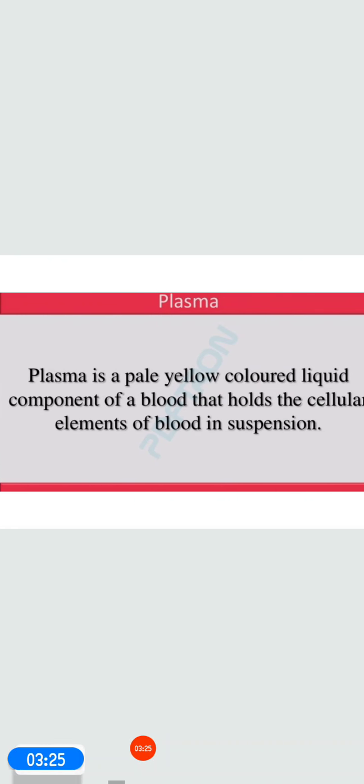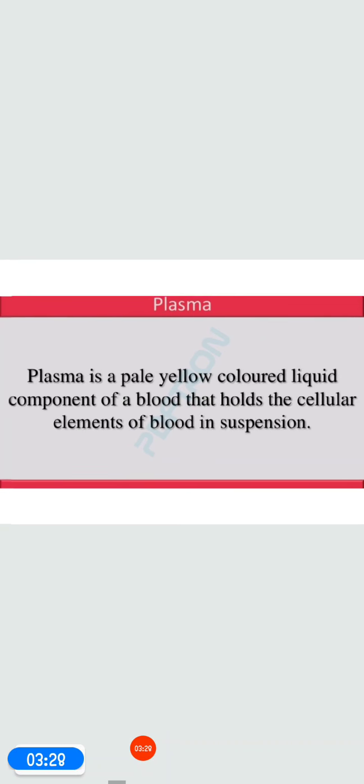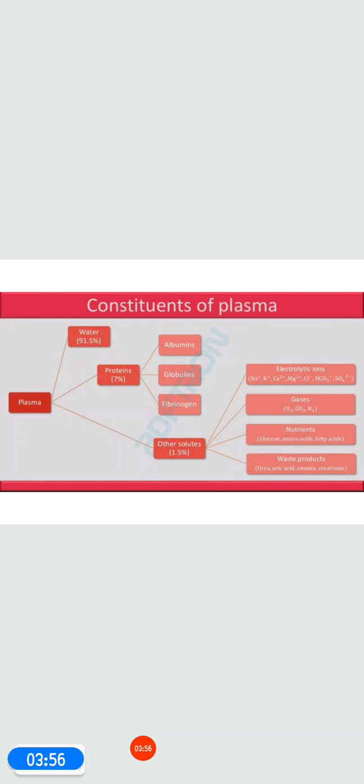And the next is plasma. What is plasma? Plasma is a pale yellow colored liquid component of blood that holds the cellular elements of blood in suspension. Now I come to the constituents of plasma.